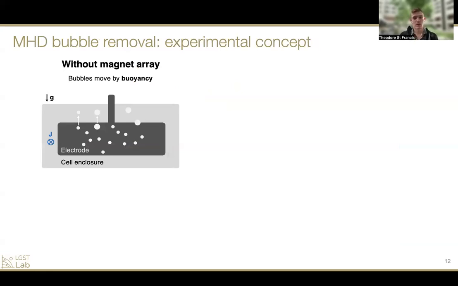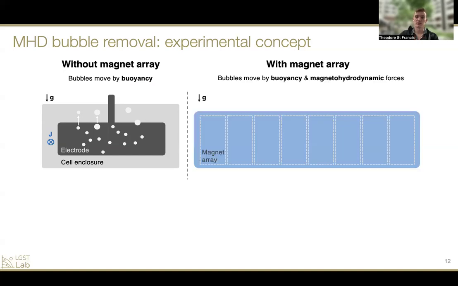Here's the experimental setup. We have a pair of electrodes submerged in electrolyte. And without a magnet, you can see the bubbles are moving under the influence of buoyancy alone.